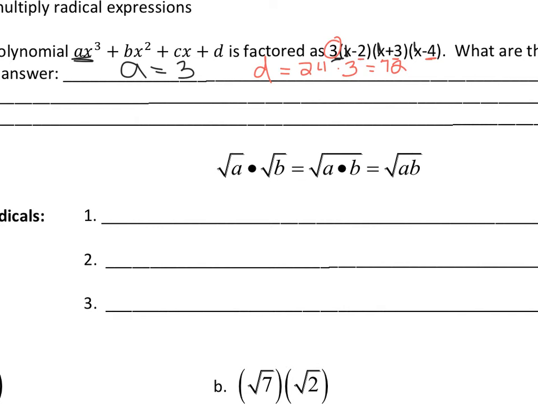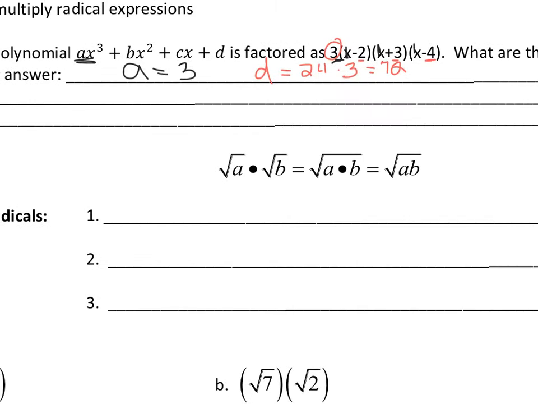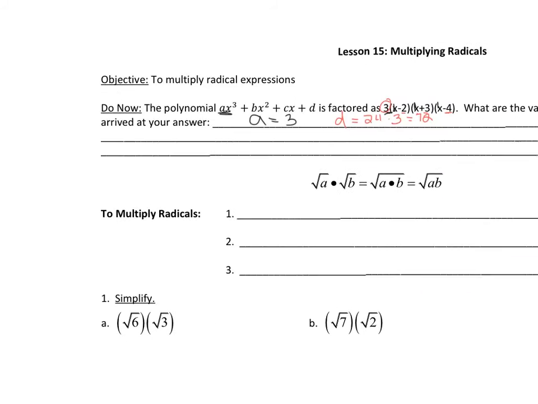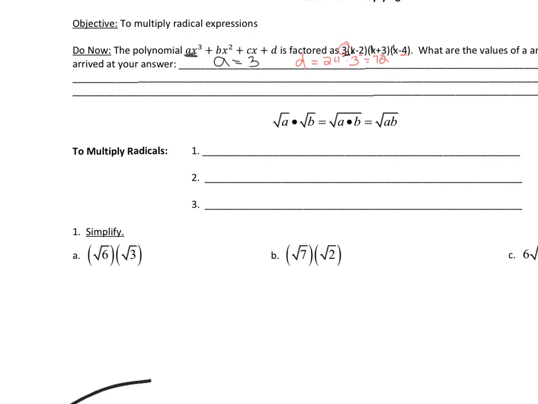So you would just explain that you multiplied all the first terms and all the last terms of the binomials inside of the parentheses, and then you multiplied those by 3, because that's the outer coefficient that's going to be distributed.